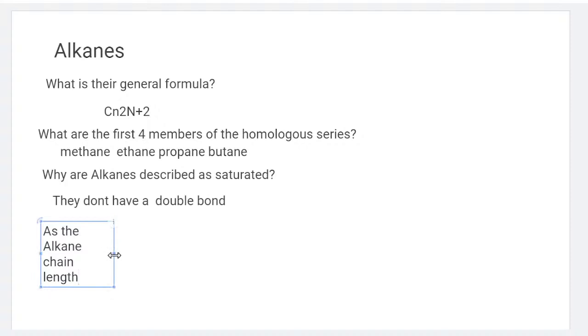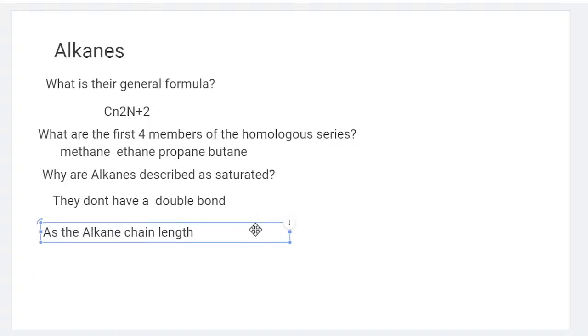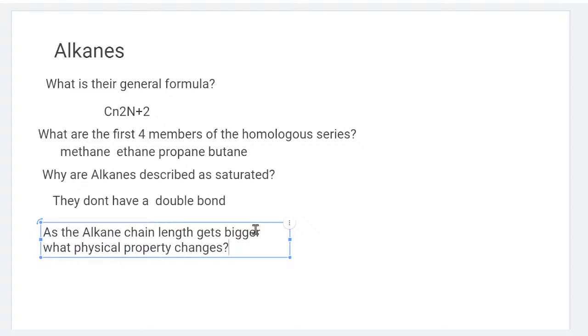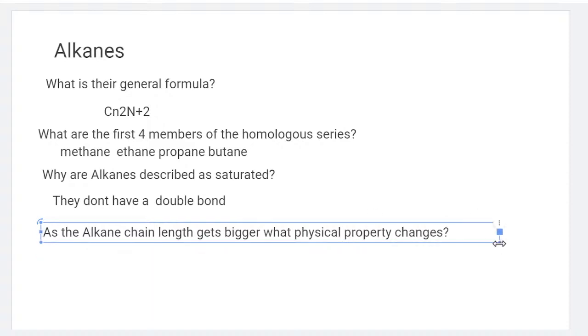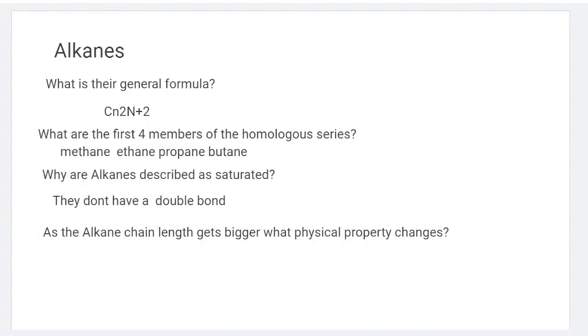Then I know exactly how much to go into. As the chain length gets bigger, what physical property changes? So as we increase the chain length, what physical property changes?